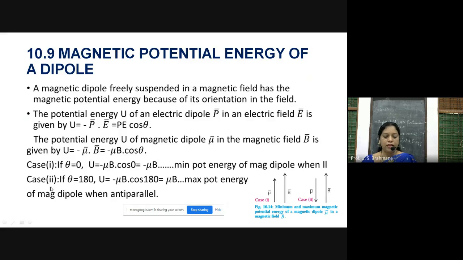And the second case is if theta equal to 180 degrees, then U equal to minus mu B cos 180, which is equal to plus mu B, the maximum potential energy. And you can see that they are anti-parallel here. When they are anti-parallel, and here it is parallel. So the angle between them here is 0 and here it is 180. So here it is minimum energy, minus mu B, and here it is maximum, plus mu B. So you may note down this, children.